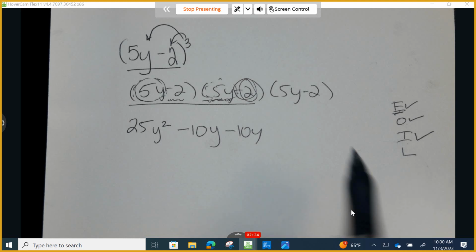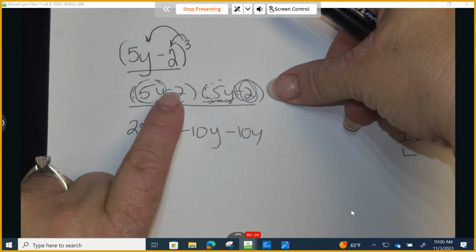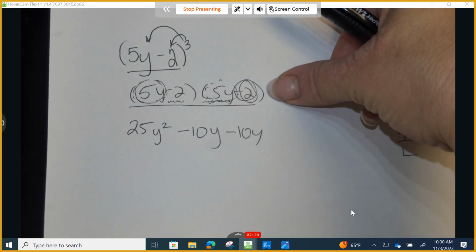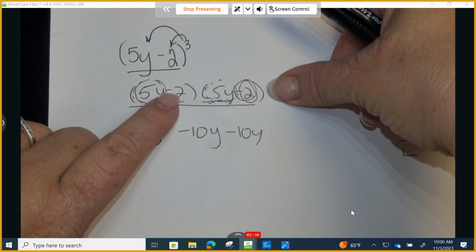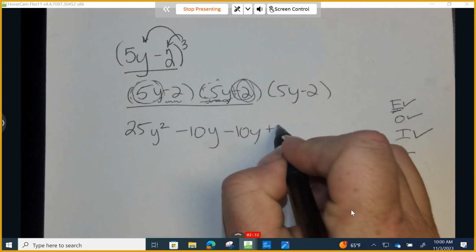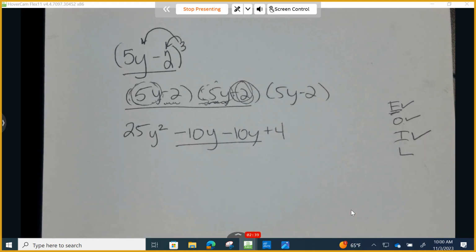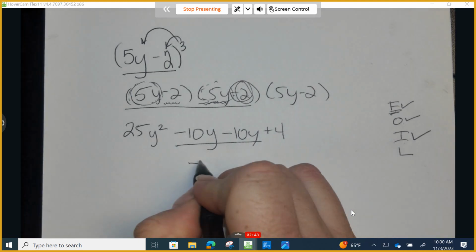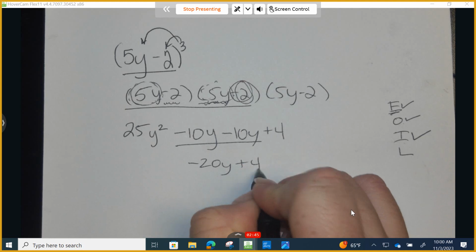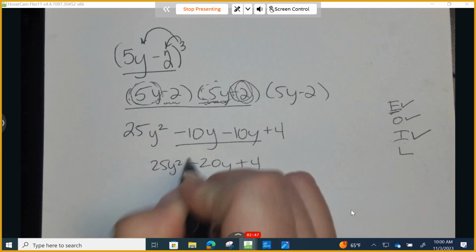L means last. So what is the last thing in both parentheses? Negative 2 times negative 2. It's very important you include the sign. Negative 2 times negative 2 is a positive 4. We're almost halfway done with expanding this original expression. Please underline these 2 terms. They have the exact same exponents, so I can combine them. A negative 10 and a negative 10 is a negative 20y. I have a plus 4 in back and a positive 25y squared.